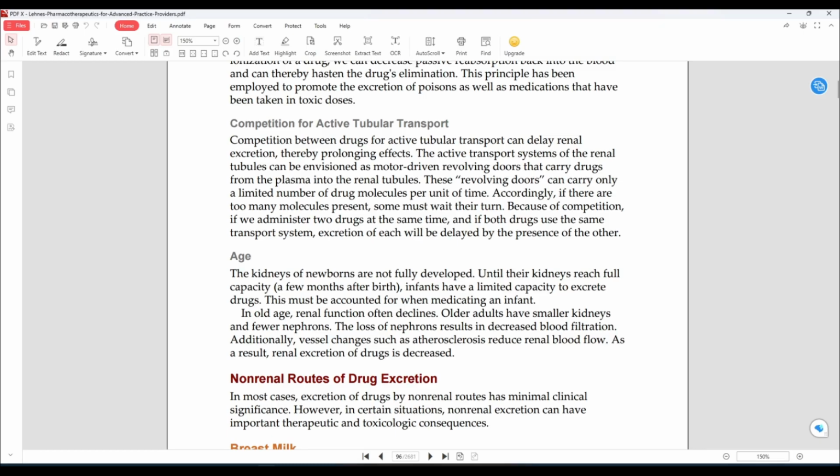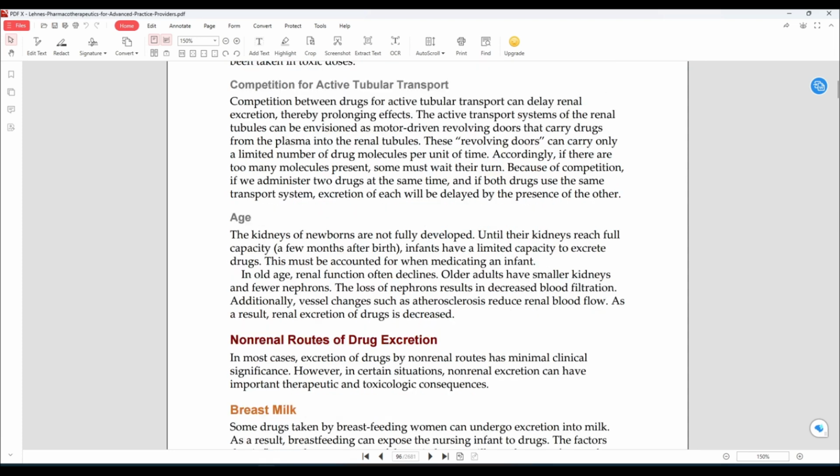Competition for active tubular transport. Competition between drugs for active tubular transport can delay renal excretion, thereby prolonging effects. The active transport system of the renal tubules can be envisioned as a motor-driven revolving door that carries drugs from the plasma into the renal tubules. These revolving doors can carry only a limited number of drug molecules per unit of time. Accordingly, if there are too many molecules present, some must wait their turn. Because of competition, if we administer two drugs at the same time, and if both drugs use the same transport system, excretion of each will be delayed by the presence of the other.